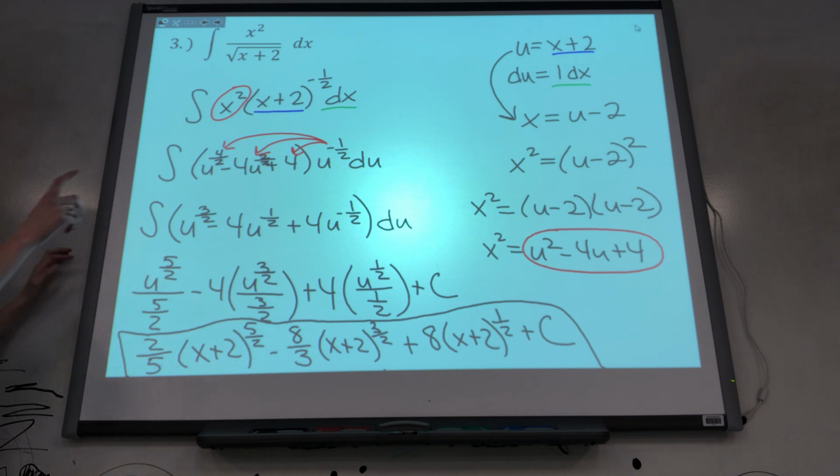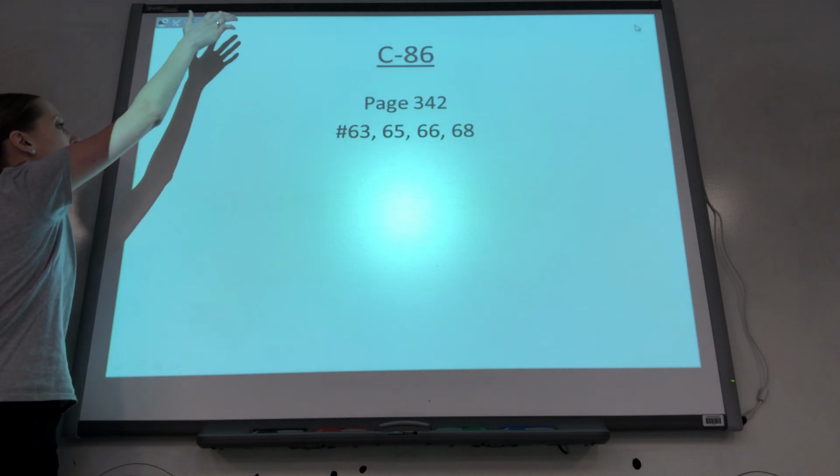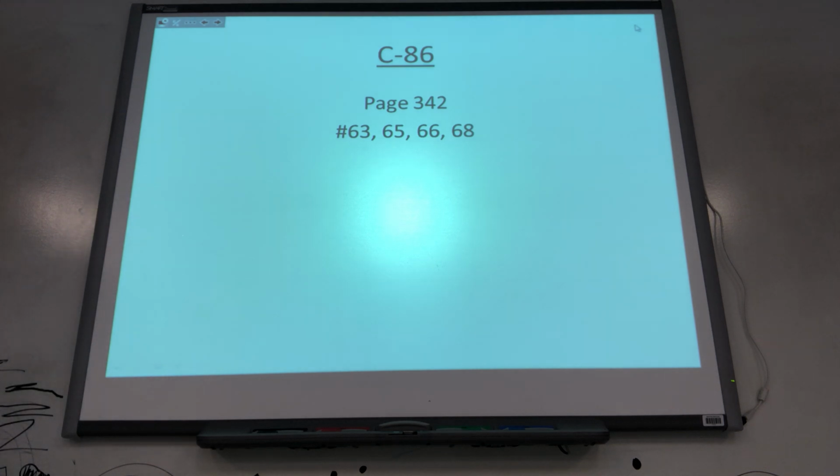All right. So the assignment, I think, has 4 problems in it. This is C86 from page 342. We're going to do 63, 65, 66, and 68.